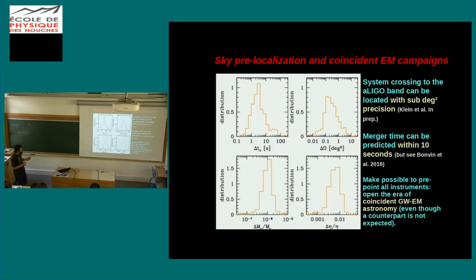And also the sky localization is going to be, in general, quite a bit better than what you can achieve even with a network of ground-based detectors. With a network of ground-based detectors, you can get a few square degrees for the best sources maybe. But here, some of the best ones get down to 0.1 square degree.